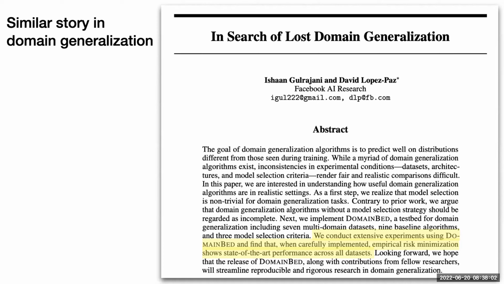So there's one very nice paper that's called In Search of Lost Domain Generalization. I'm just quoting from the abstract: they conduct extensive experiments using DomainBed and find that when carefully implemented, empirical risk minimization shows state-of-the-art performance across all data sets. So this is similar to what we've seen also on the natural distribution shifts, which is the closest thing to their setting, that just standard empirical risk minimization is actually a very hard baseline to beat.